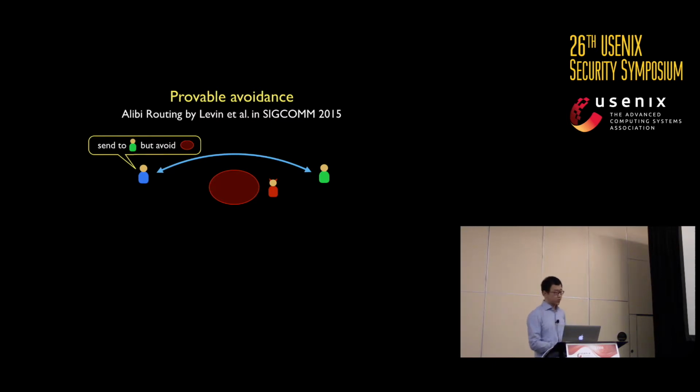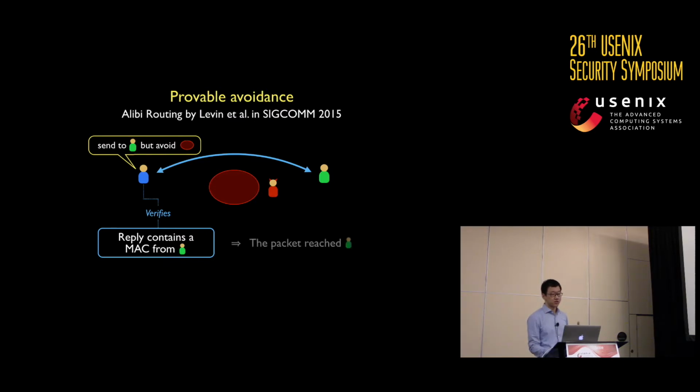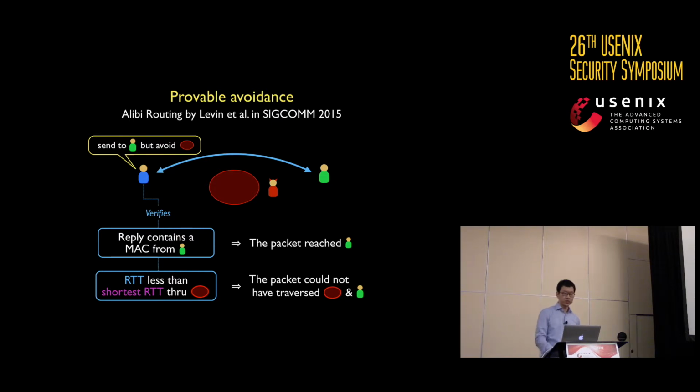So in order to prove a packet has never traversed a certain region, the source needs to verify 2 things. Firstly, it needs to verify that the response from the destination will contain a signature of that destination. So the source will know that the packet has actually reached the destination. Furthermore, it needs to verify the alibi condition so that it can prove the packet has not traversed the avoiding region.